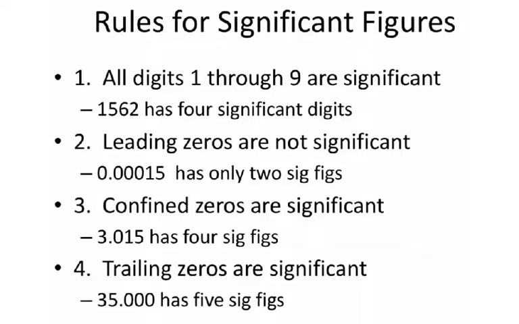Here's what I'm going to do. I'm going to give you some examples. The first one is listed here, the number 1562. All 4 of these digits are non-zero digits. Therefore, all 4 of those digits are significant. Let me provide you with a couple more examples.